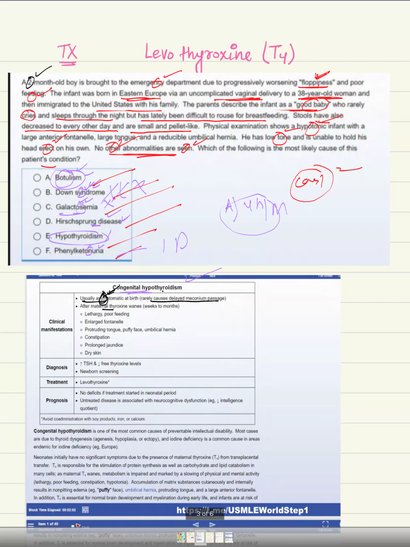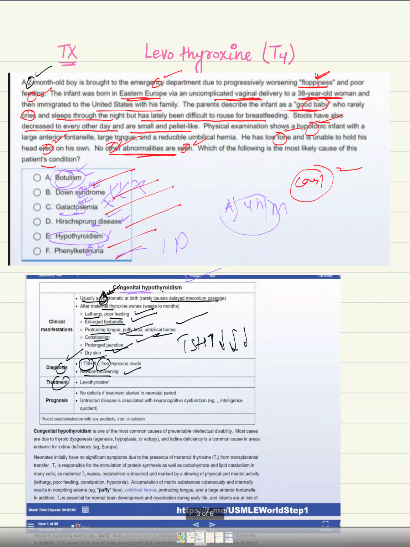So: lethargy, poor feeding, large fontanelles, enlarged tongue, puffy face, umbilical hernia, constipation, jaundice, dry skin. I have already explained all these things. How will we make the diagnosis? We do newborn screening, and we look at labs like TSH and free T4. They can also ask questions from the diagnosis. If the baby has increased TSH, it means there might be a problem in the thyroid gland. TSH can also be low, it is not going to be 100%. In congenital hypothyroidism, your TSH is increased, but TSH or TRH can also be low if it is a secondary hypothyroidism.